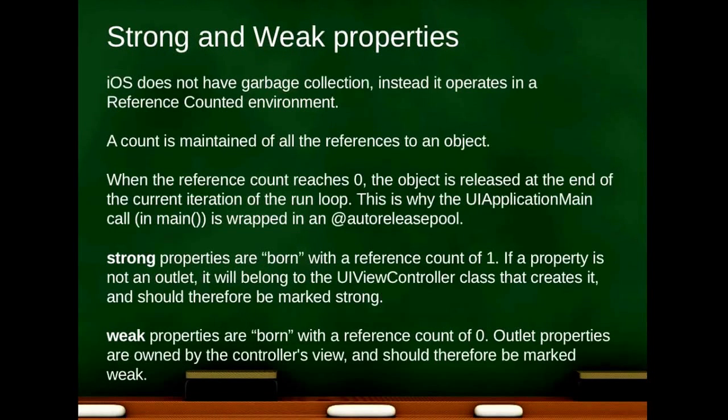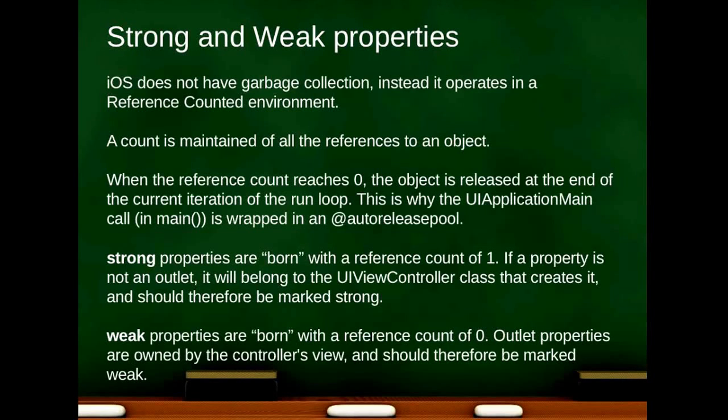So now let's talk about strong and weak properties. Strong and weak properties exist because iOS doesn't have garbage collecting. It is not a garbage collected environment. Objective-C is not garbage collected. Instead, it uses something called reference counting. It operates in a reference counting environment.